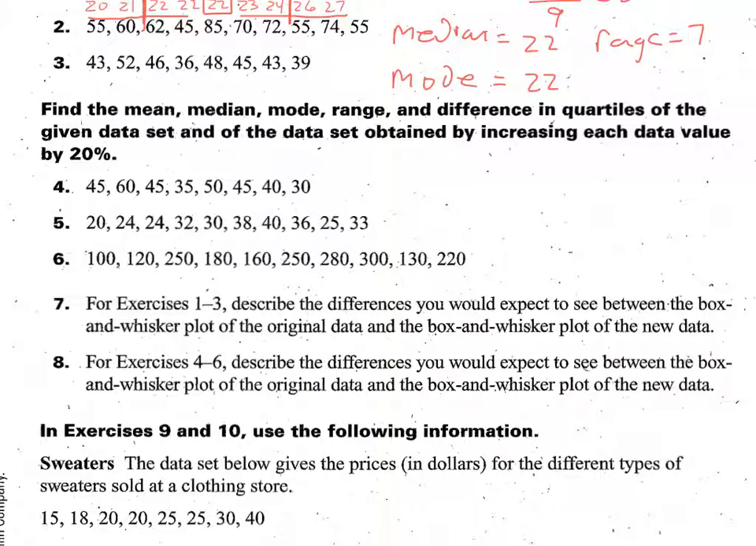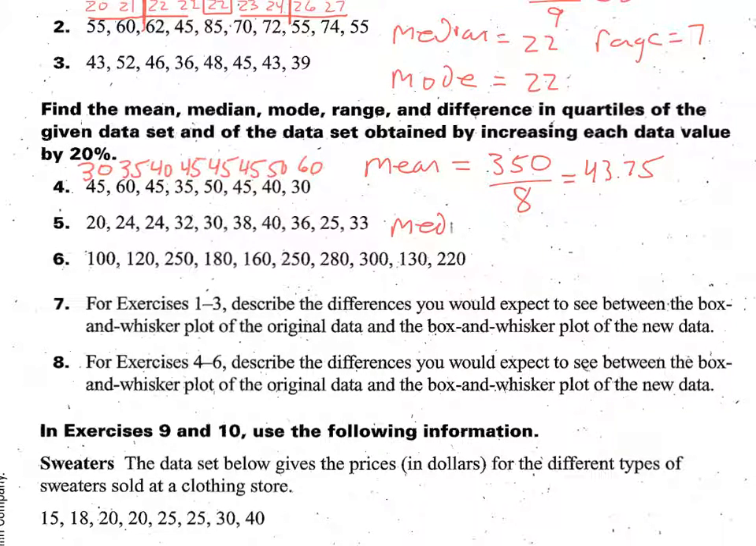Okay, so let's try and do number 4 by putting them in order. So it looks like we'll get those written down here. So now that they're in order, let's find the mean. When I add those all together, I get 350 divided by, this time there's only 8 scores. So I get a mean of 43.75.